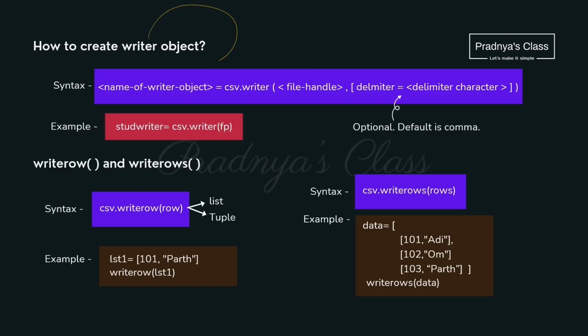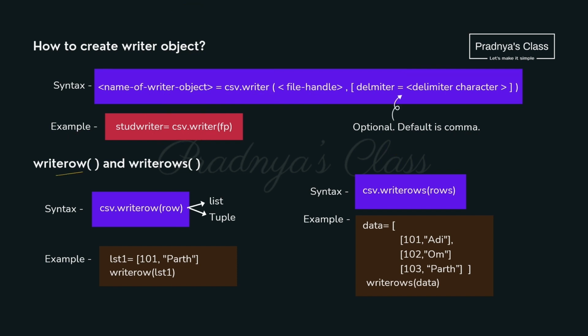Now let's understand how to create a writer object. Here is the name of the writer object. It can be anything, it's an identifier. We are going to use one method of the csv module, that is writer. The first parameter is the file handle, which will be created with the open function. The second parameter is delimiter. By default it is comma. We know that it is optional, and we will not bother much about it. Here is one example. Using the writer function, we created one writer object.